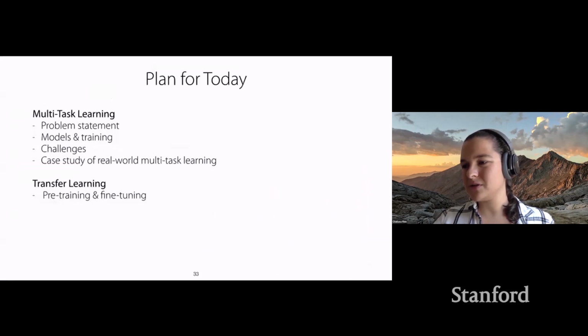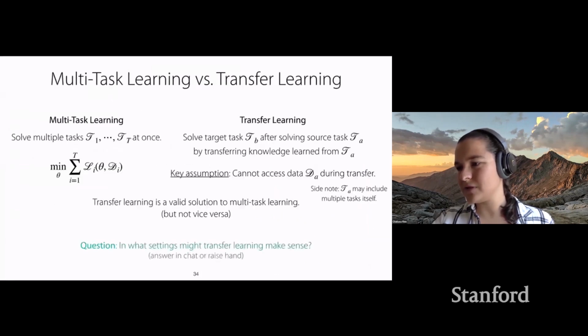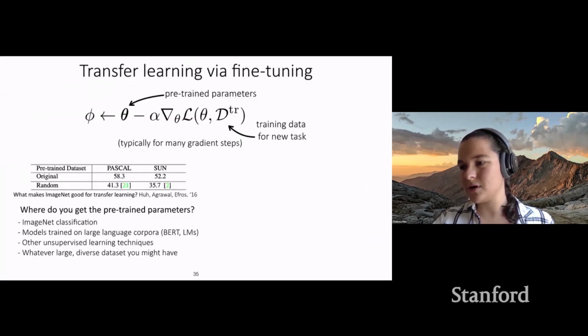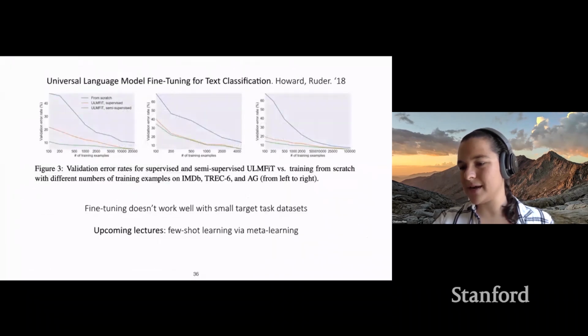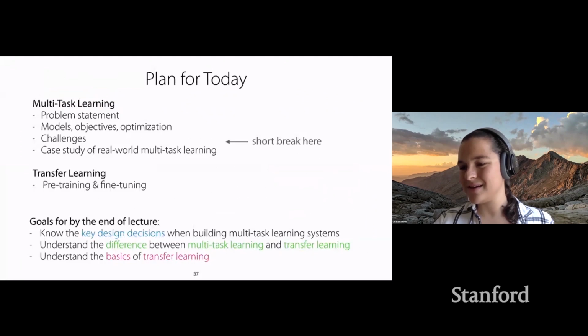To respect your time, I won't go through the transfer learning. We'll cover that in a future lecture. And I'll wrap up by saying, I guess we got through this first point, which is to understand some of the key design decisions when building multitask learning systems. And I'll leave you with a few reminders.